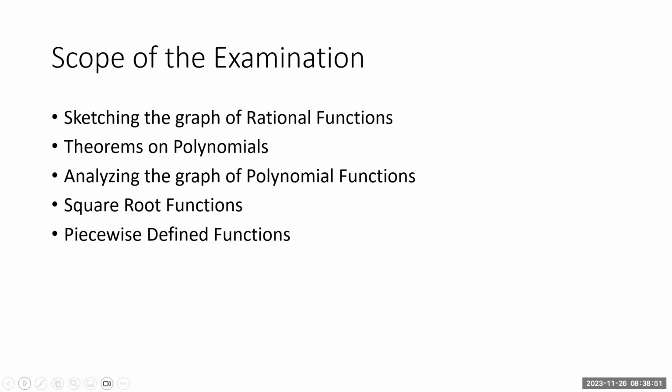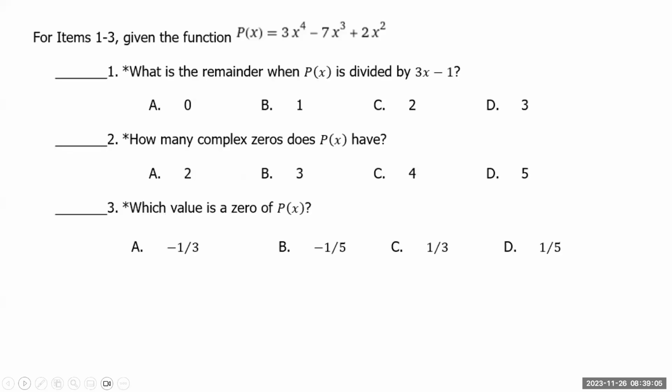The scope of the examination are the following: sketching rational functions, theorems on polynomials, analyzing graph of polynomials, square root functions, and piecewise functions. The test is divided into 3 parts. For part 1, we have multiple choice. Part 2 is short response, and part 3 is open-ended. So for part 1, there are 4 questions which are worth 1 point each, and the rest are 2 points each.